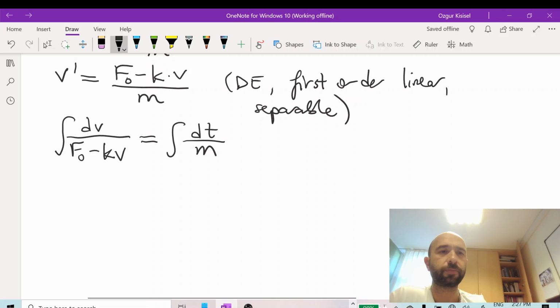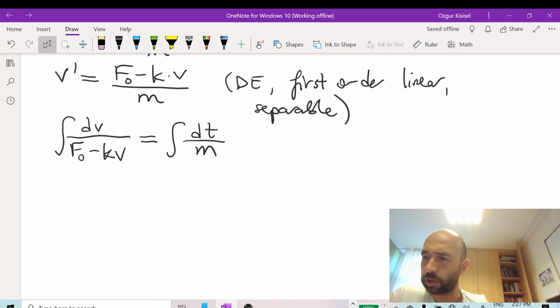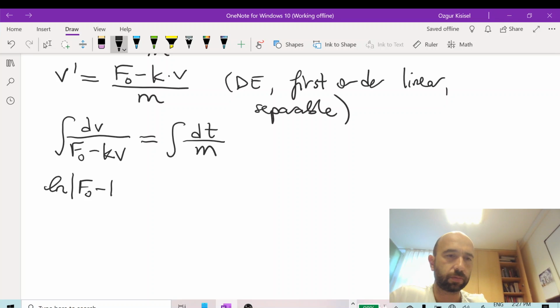You can do this. Now integrate both sides. The natural logarithm of F0 minus kv, this should be equal to 1 over m times t.